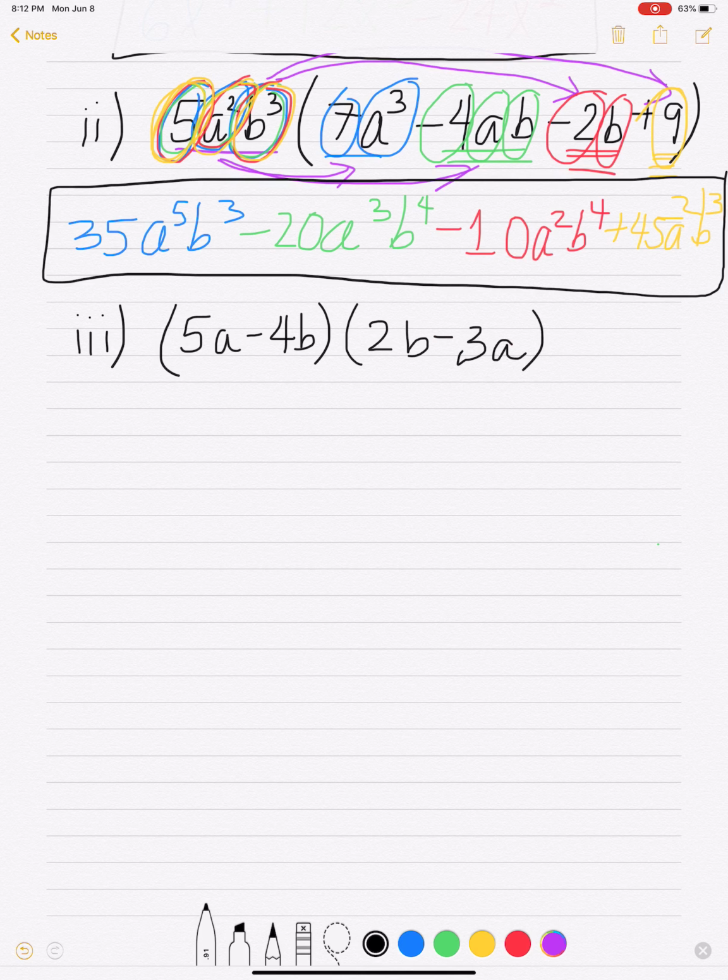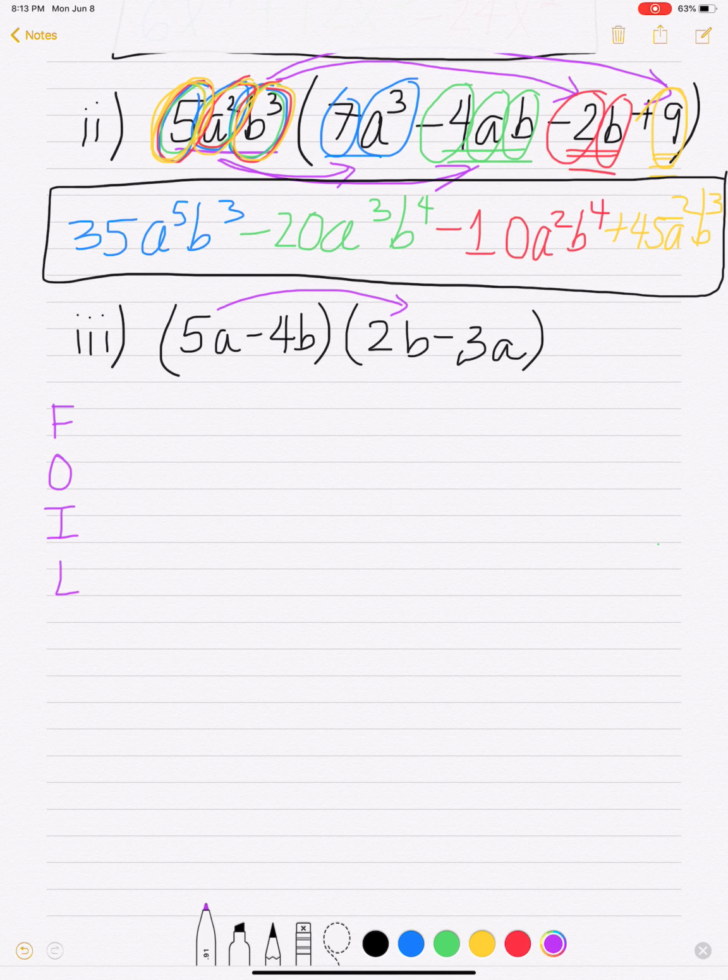So here you're going to use a form of distribution which we sometimes call FOIL, right? FOIL, have you heard of FOIL? So I'm going to call this blue. I'm going to call this one red. I guess you don't even need to color code. I'm not even going to bother color coding here. All right, so I'm just going to multiply. I'm going to do 5a times 2b. So that's my first. So I'm going to do first, outer, inner, last.